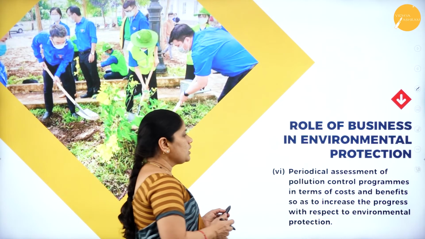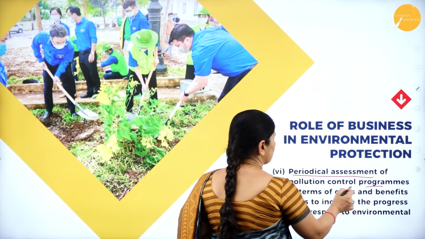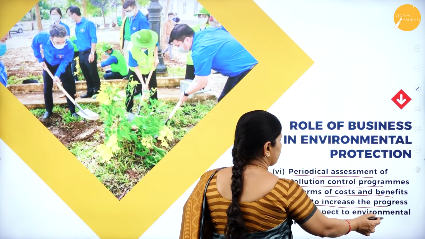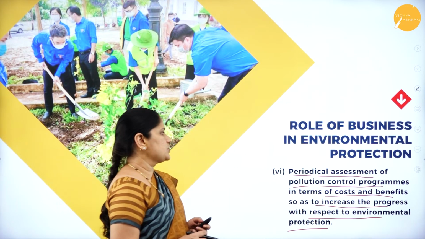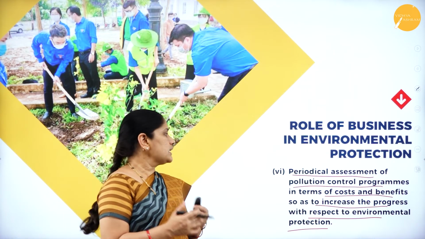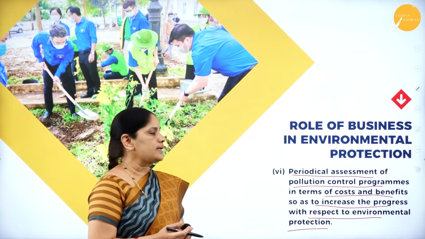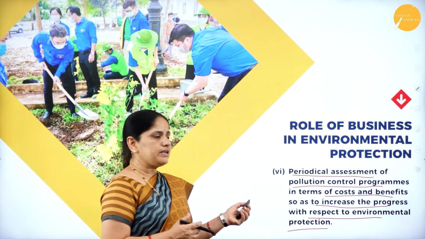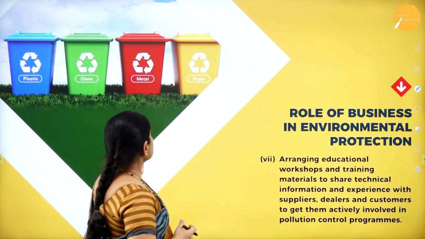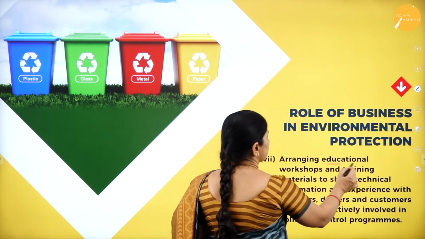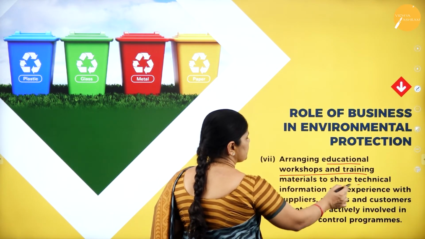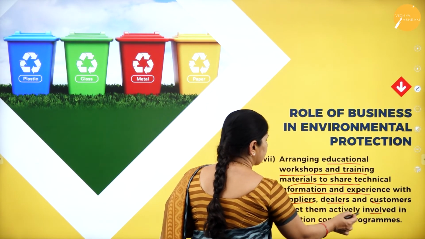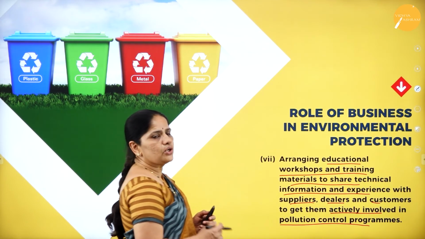The next is periodical assessment of pollution control programs in terms of costs and benefits so as to increase the progress with respect to environmental protection. So we have to have a periodical assessment of pollution control programs in terms of costs and benefits, so that we can have environmental protection. Then the next step is arranging educational workshops and training materials to share technical information and experience with suppliers, dealers and customers to get them actively involved in pollution control programs.